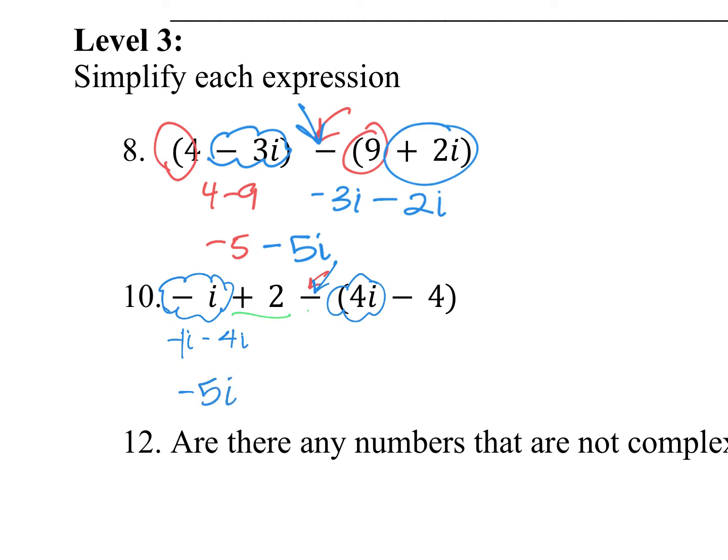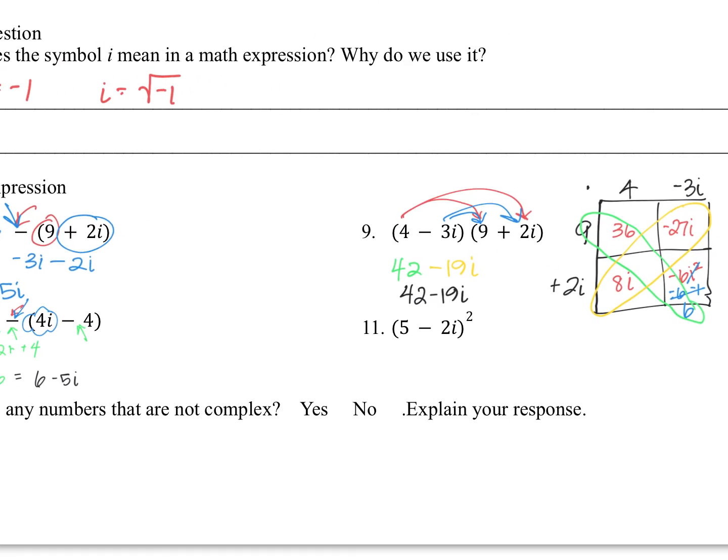And then we've got plus 2 minus 4. So we've got 2 minus -4. Subtracting a negative is adding a positive, so 2 plus 4 is 6. Or if you want to write it in the traditional complex number form, we always put our real component first, so 6 minus 5i. But I would give you credit for that answer in either order.